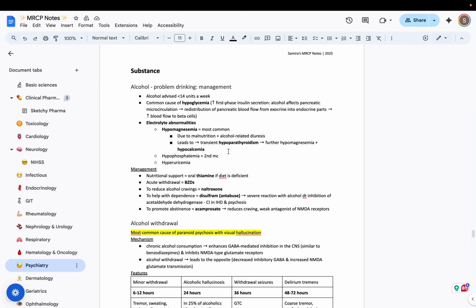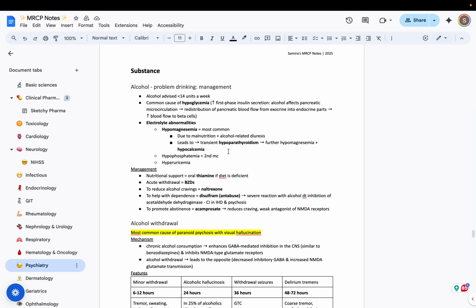Now substance, alcohol. Alcohol is advised to be less than 14 units a week. Alcohol is a common cause of hypoglycemia. Why? Because it increases first phase insulin secretion. It affects the pancreatic microcirculation and causes redistribution of pancreatic blood flow into the endocrine parts. So more blood flow goes to the beta cells, so the beta cells work more and they release more insulin. And this leads to hypoglycemia.